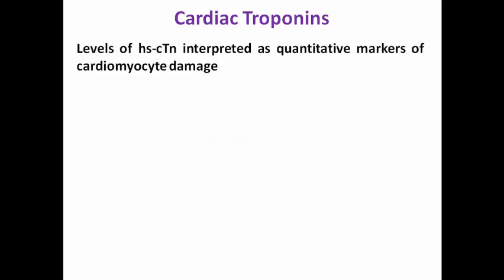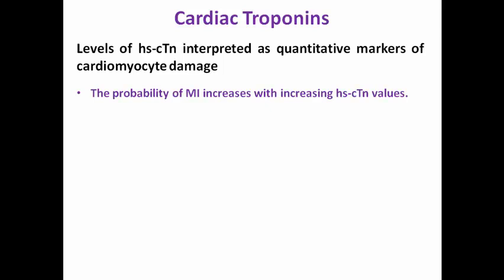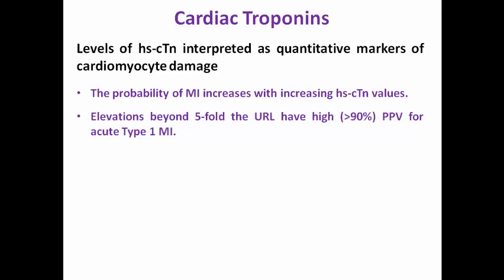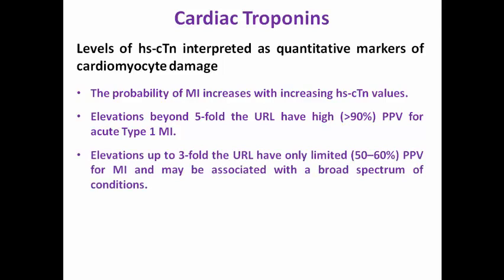And don't forget that the levels of high sensitivity cardiac troponin should be interpreted as quantitative markers of cardiomyocyte damage, not just positive or negative. So the probability of MI increases with the increasing level of high sensitivity cardiac troponins. Elevation beyond 5-folds the upper reference limit has high positive predictive value for acute type 1 MI, and elevation up to 3-folds the upper reference limit has limited positive predictive value for MI.